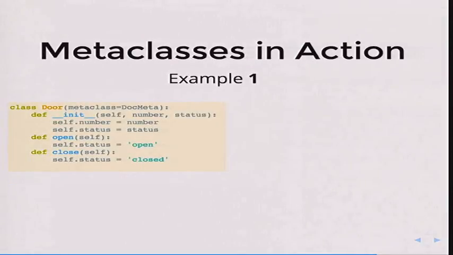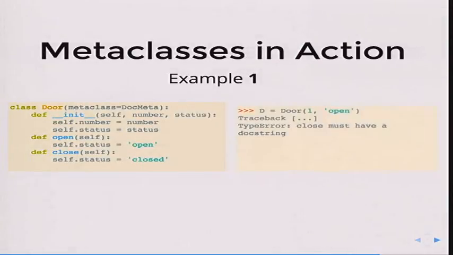So you have defined a class here, and we'll see how it works. I've instantiated the class, and since some methods don't have a docstring, it will raise an error at the time of instantiation.